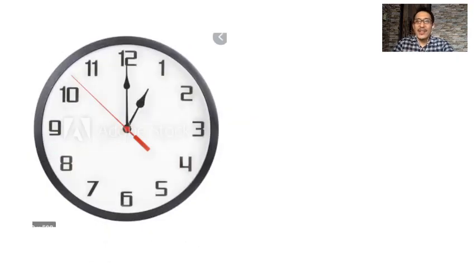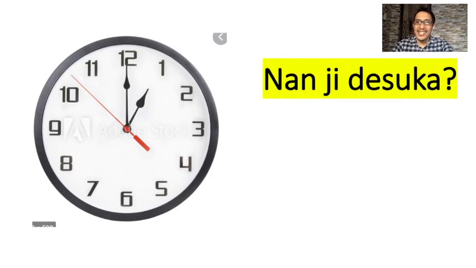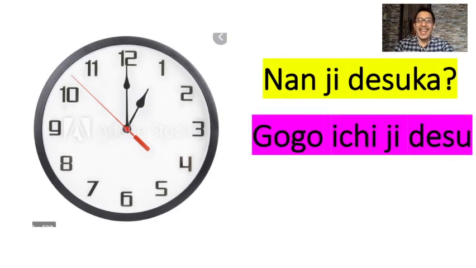Okay, another example. Kore wa nanji desu ka? Can you tell me? Nanji desu ka? Okay, so please type your answer in the chat box if you know the answer. Okay, the answer is gogo ichiji desu. Actually, I'm saying gogo, I'm just trying to put a context.